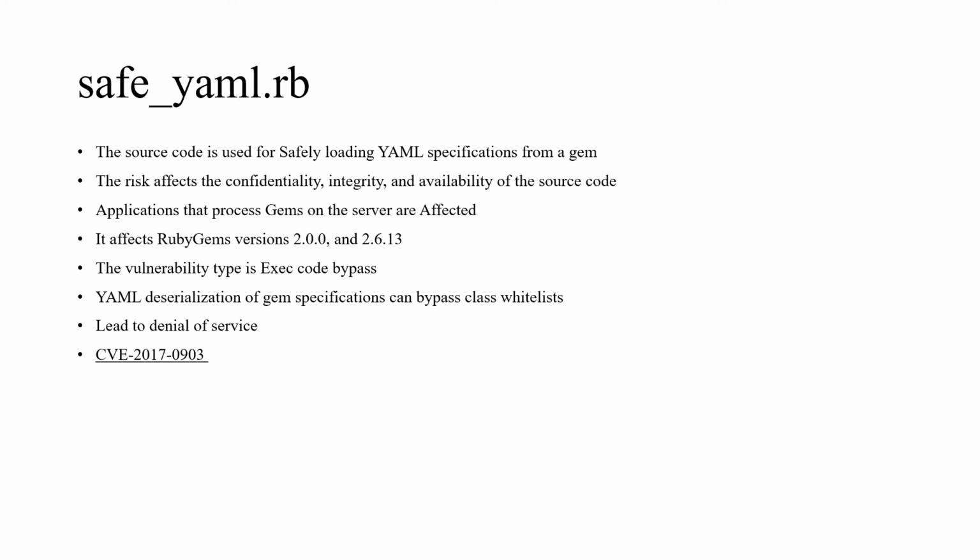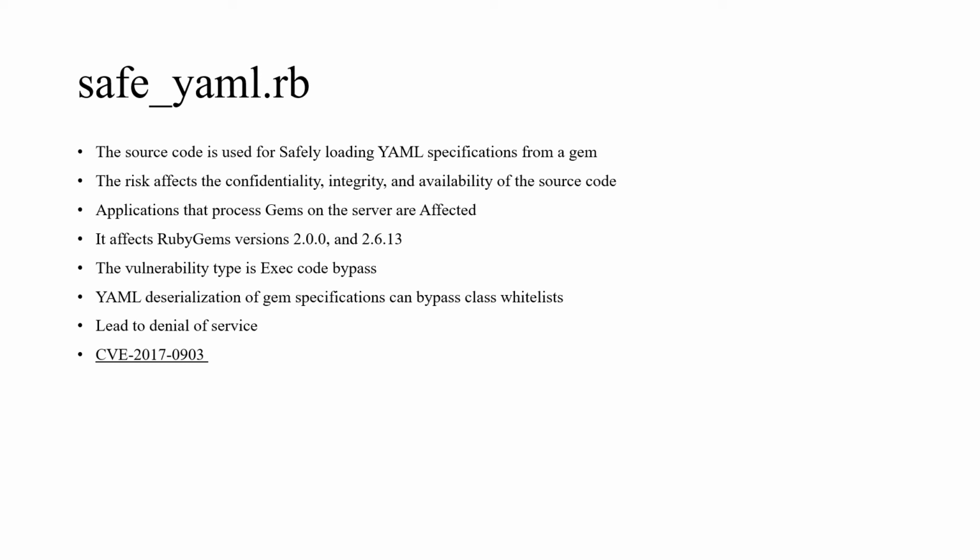The last file that we selected for the code inspection is safe_yaml.rb. The source code is used for safely loading YAML specification from the gem. This risk affects the confidentiality, integrity, and availability of the source code, and also it affects the other applications that process gems on the server. This vulnerability affects Rubygems version 2.00 and 2.6.13. The vulnerability type in this case is execution code bypass.